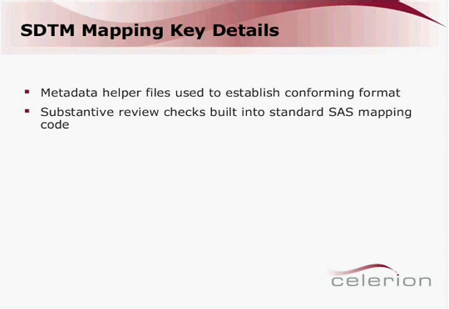And so the approach that we've taken over the past few years is to integrate metadata helper files. We use those initially to establish a conforming format to make sure our data complied, that the variable names were right, the variable labels were right. And as well, for the substance of the data, the most critical issue, we built substantive review checks into our mapping code, both for self and peer review, so we can check at every step along the way whether everything's going as expected.